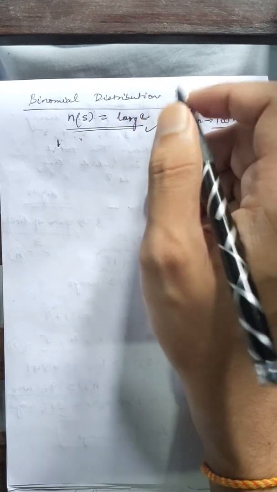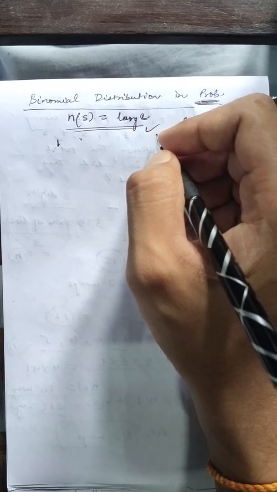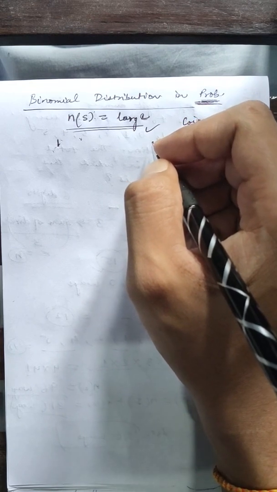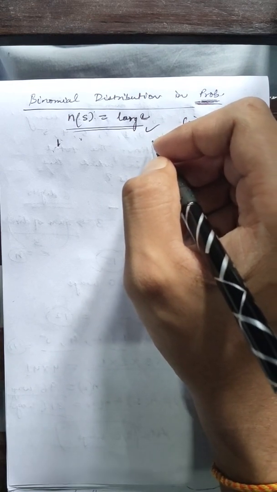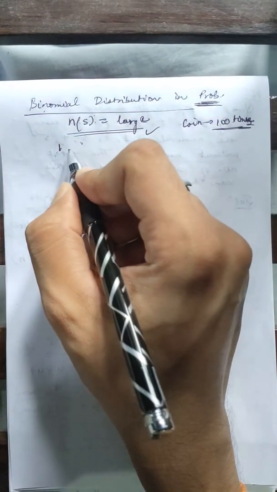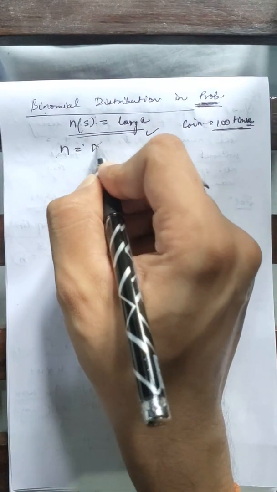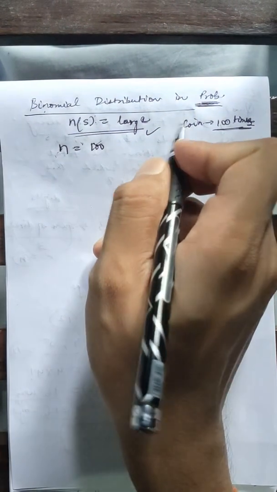And if the sample space is very large, then we are going to talk about the other distributions for that. So we have normal distributions and other distributions. First we are going to start with the basics of binomial distribution. So let n, the size of the sample space, be 100, because we have thrown the coin 100 times.